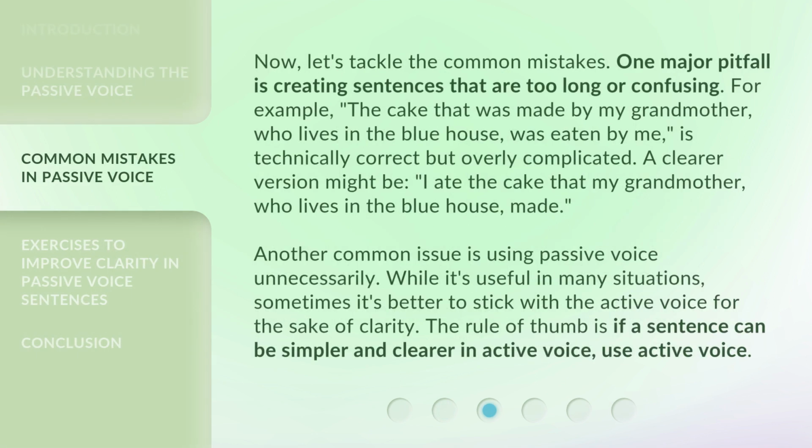Now, let's tackle the common mistakes. One major pitfall is creating sentences that are too long or confusing. For example, "The cake that was made by my grandmother, who lives in the blue house, was eaten by me," is technically correct but overly complicated. A clearer version might be, "I ate the cake that my grandmother, who lives in the blue house, made."